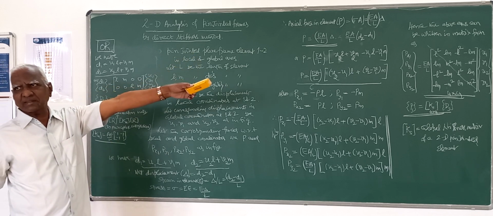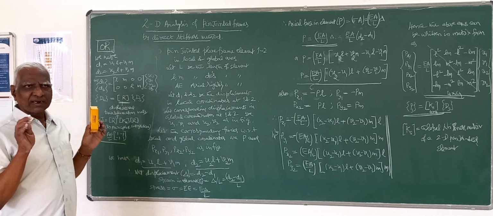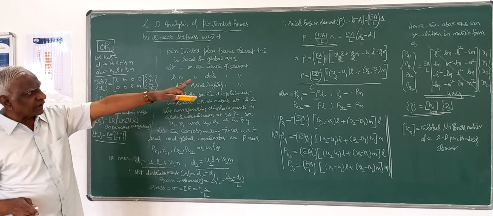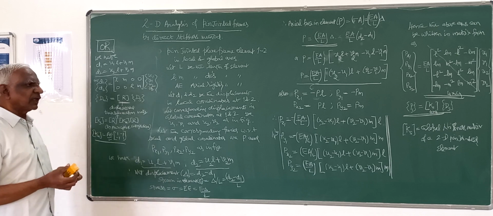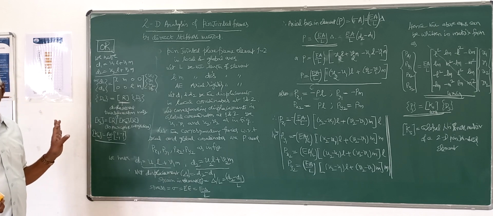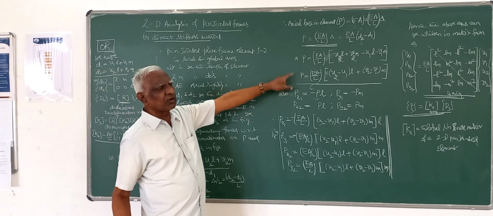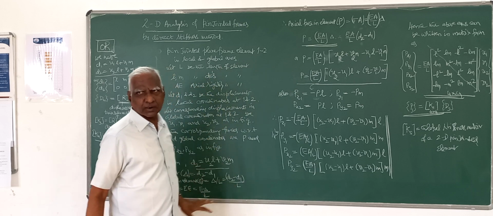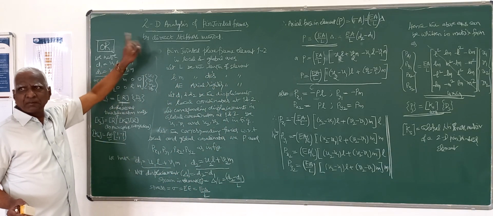Only you have to remember straight away the global stiffness matrix of a truss element. That is EA by L times that 4 by 4 matrix, with L squared, LM, minus L squared and so on. You have to memorize it, and you can work any problem straight away. Of course, the force displacement relationship you remember, and for finally computing member forces, you can use this one. That's all the procedure in the direct stiffness method.